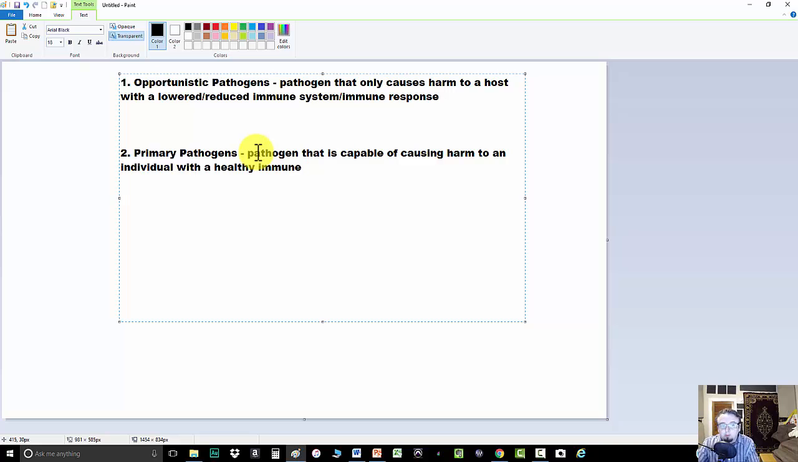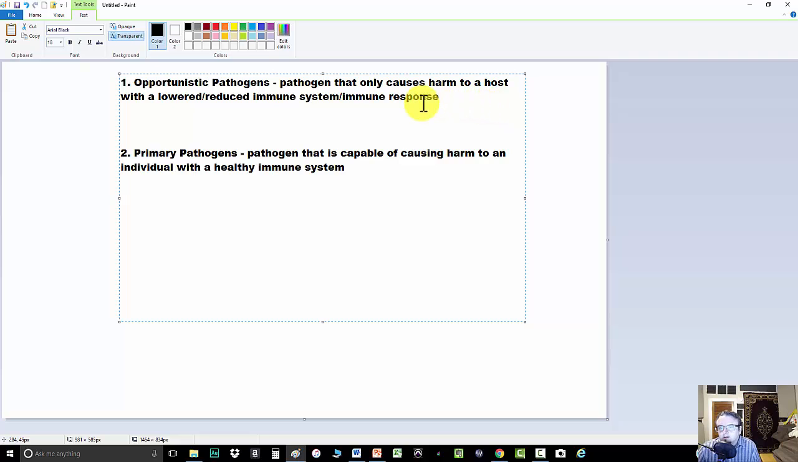Pathogen that is capable of causing harm to an individual with a healthy immune response, a healthy immune system or response. So the idea is that in one group, the opportunistic, we have a group of pathogens that are really only capable of causing any harm to an individual when the individual's immune system becomes lowered. And later in the semester, we're going to talk all about the immune system. And so this is something that we'll understand better in a greater level of detail.